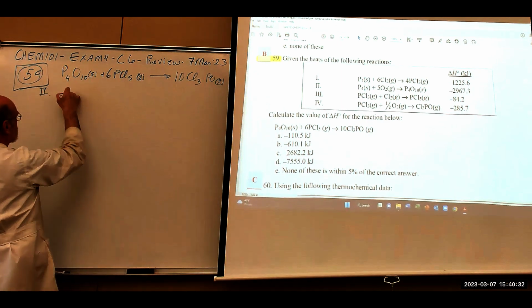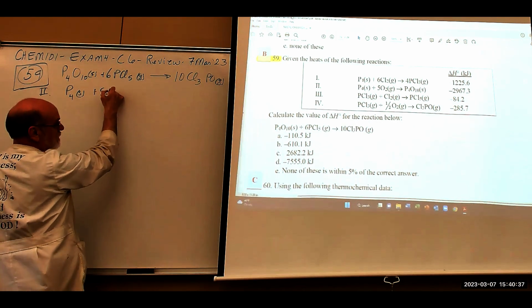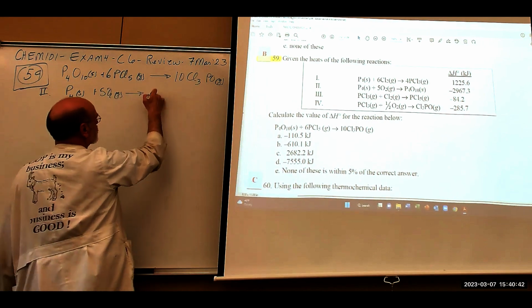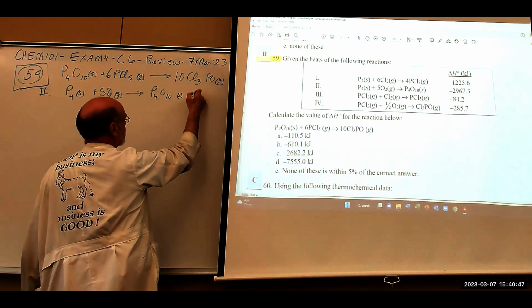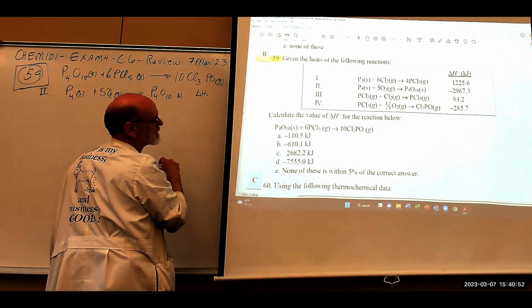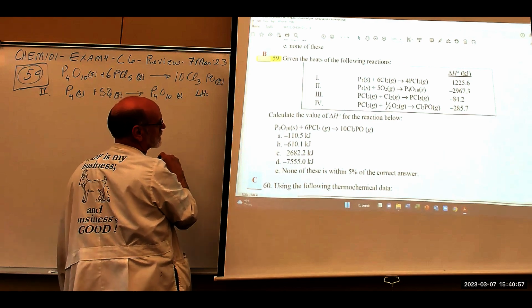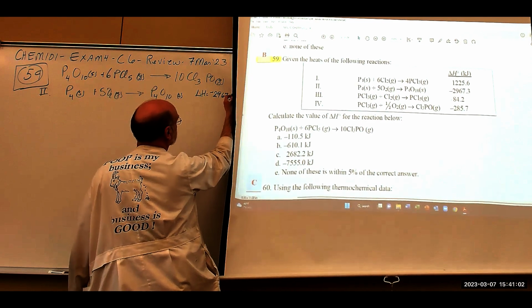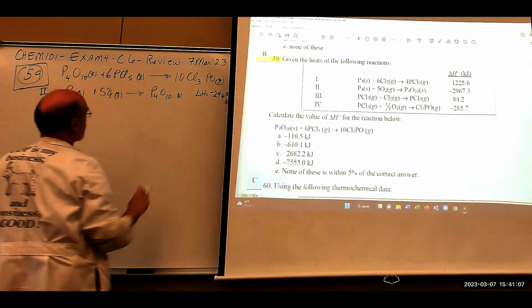So it's P4 solid plus 5O2 gas yields P4O10 solid. And the delta H for this is minus 2967.3 kilojoules. Minus 2967.3 kilojoules. There. Okay.